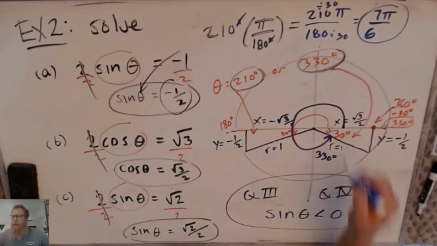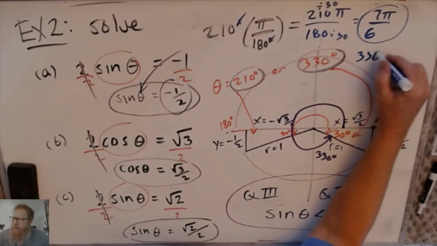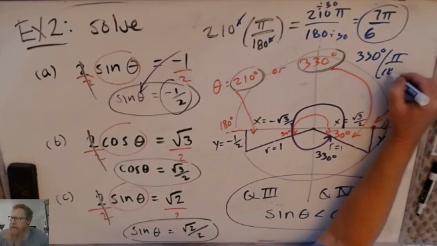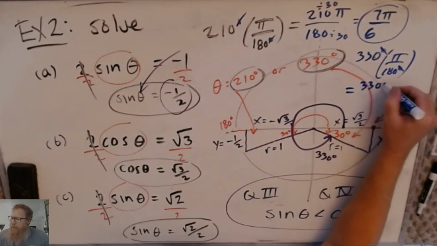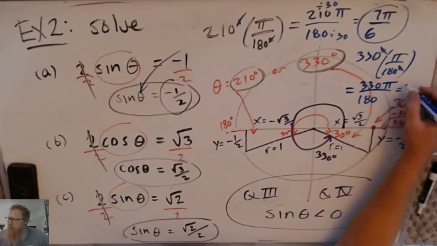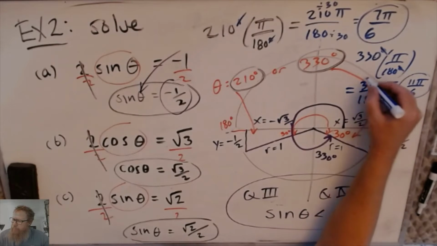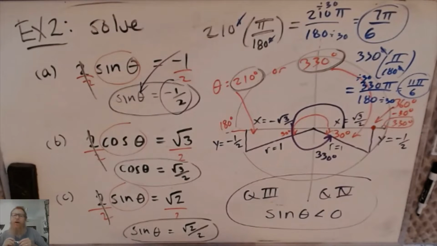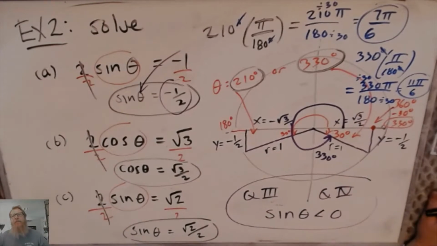Okay. You can do the same thing with 330. So you got 330 degrees times pi over 180, and you're going to cross off the degrees. 330 pi over 180. Those are also divisible by 30. So that's 11 pi over 6. You just divide the top and the bottom by 30. It's not always going to be divisible by 30. Sometimes it's divisible by 10, sometimes by 45, sometimes by 15. Whatever it happens to be divisible by.